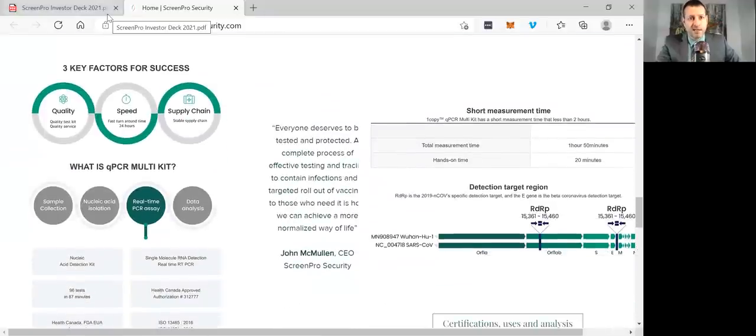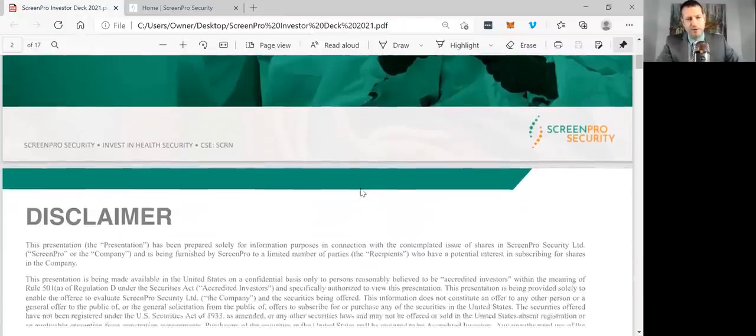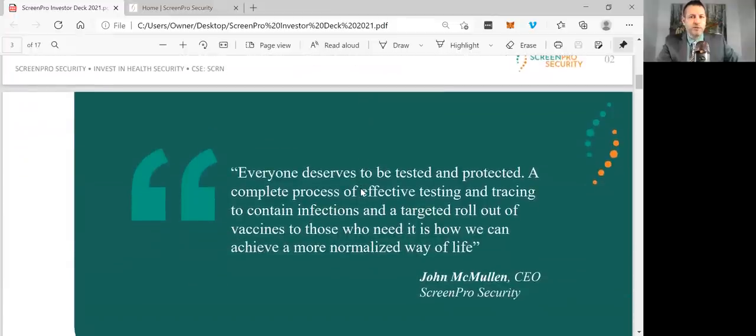Now that's on their website, screenprosecurity.com. I've got their investors deck right here for the new IPO. Let's just quickly go through it. Everyone deserves to be tested and protected. A complete process of effective testing and tracing to contain infections and a targeted rollout of vaccines to those who need it is how we can achieve a more normalized way of life.